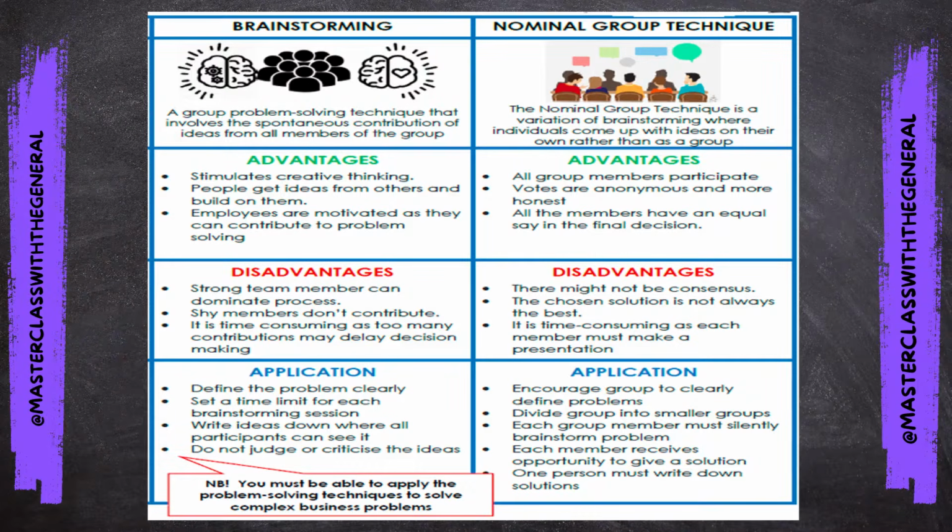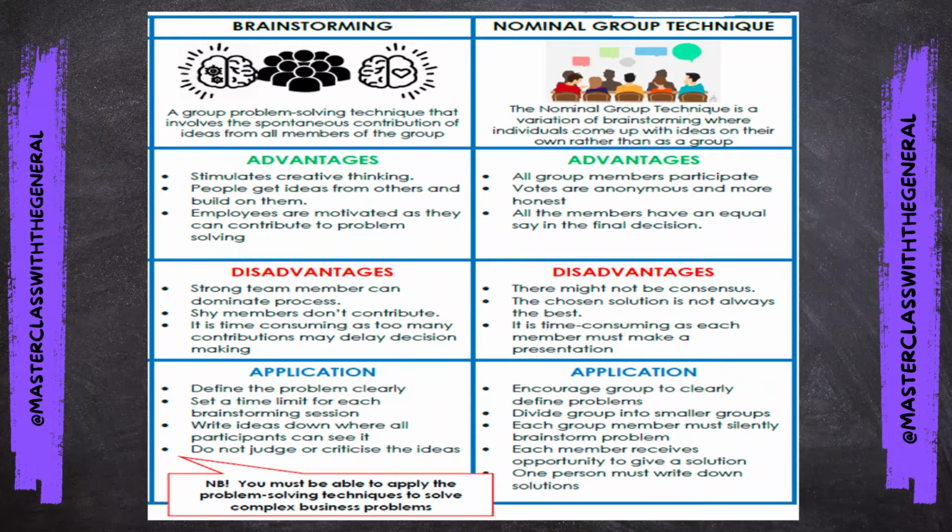Let's look at nominal group technique. The nominal group technique is a variation of brainstorming where individuals come up with ideas on their own rather than as a group. What is the difference here? In nominal group technique, the large group that we had in brainstorming, this time it is divided into smaller groups of 5 to 6 people, and each group is going to do its own brainstorming there, but they are not going to do it the same way in brainstorming because this time each member of the group is given time to think about the problem, brainstorm silently, write their ideas on a paper.